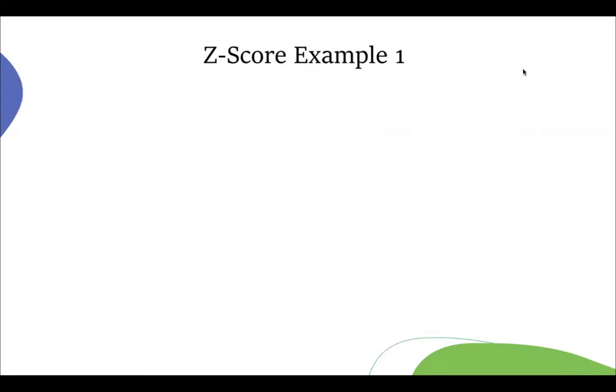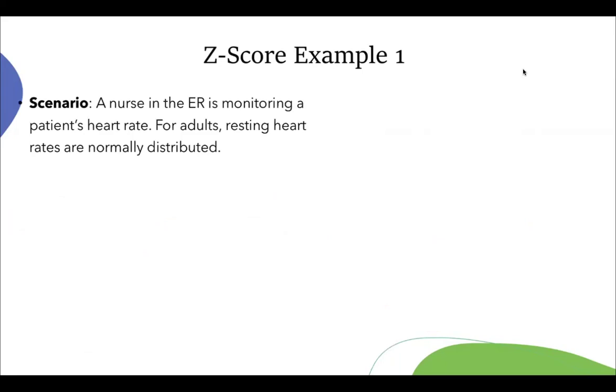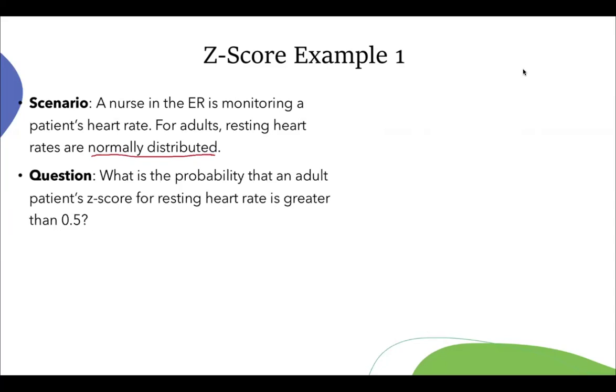So let me show you an example. A nurse in the ER is monitoring a patient's heart rate. For adults, resting heart rates are normally distributed. Okay, so that's an important piece of information. Resting heart rates are normally distributed. What is the probability that an adult patient's z-score for resting heart rate is greater than 0.5? So we're asked about a z-score being greater than 0.5.